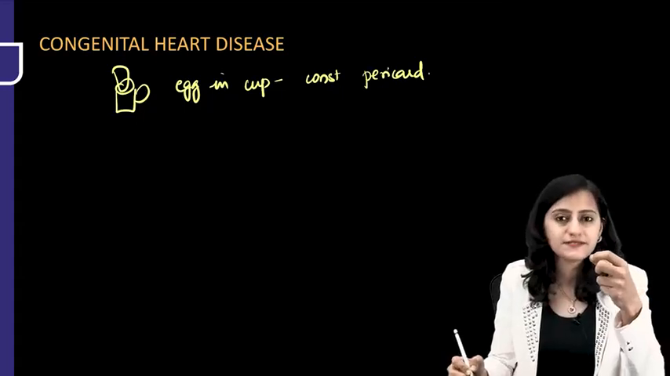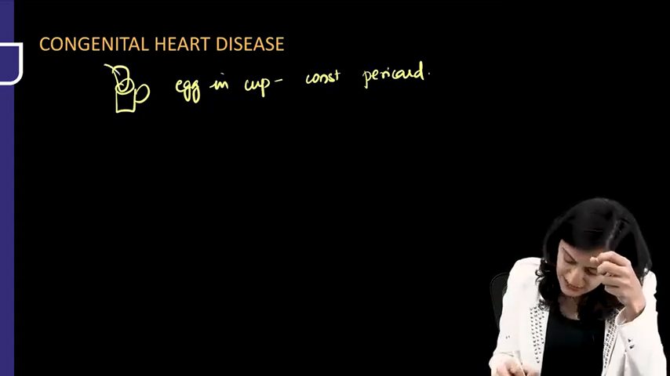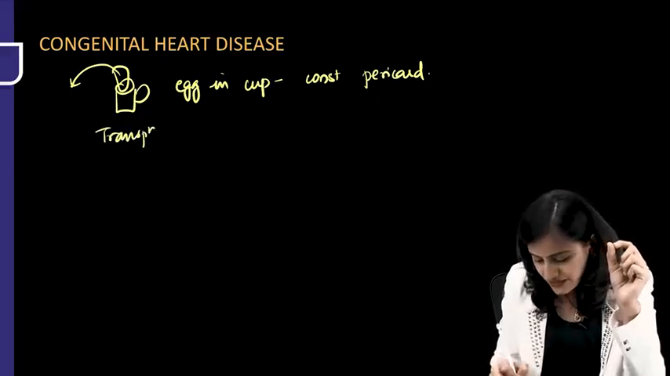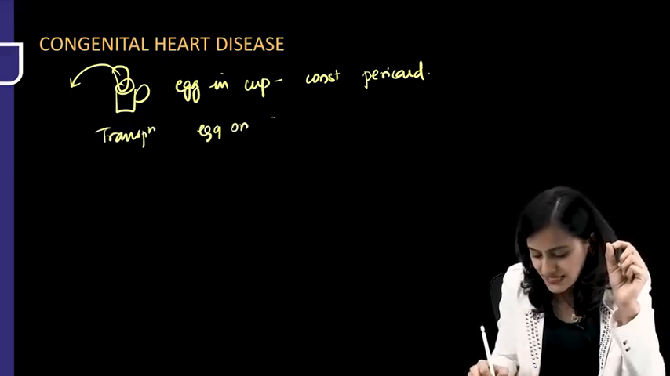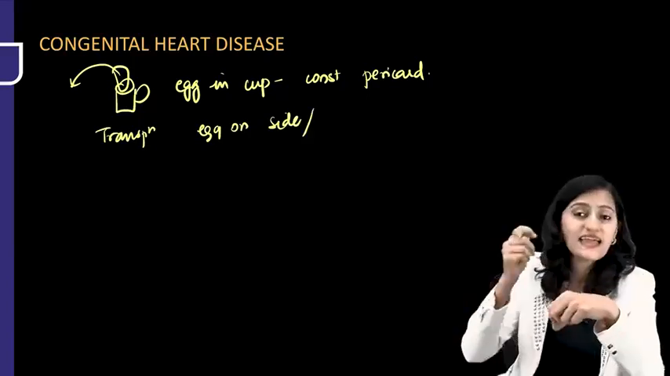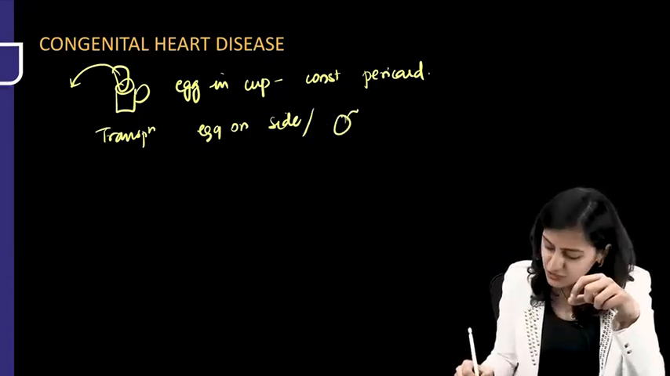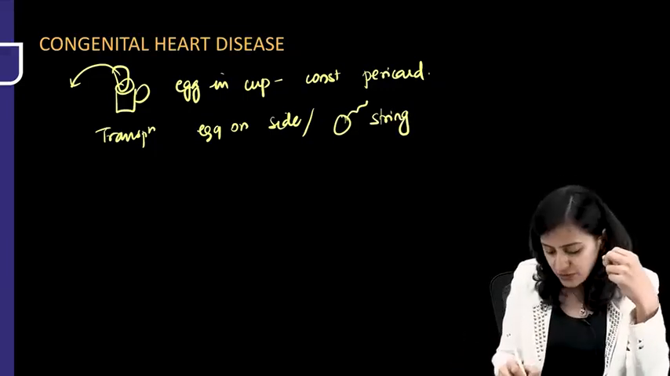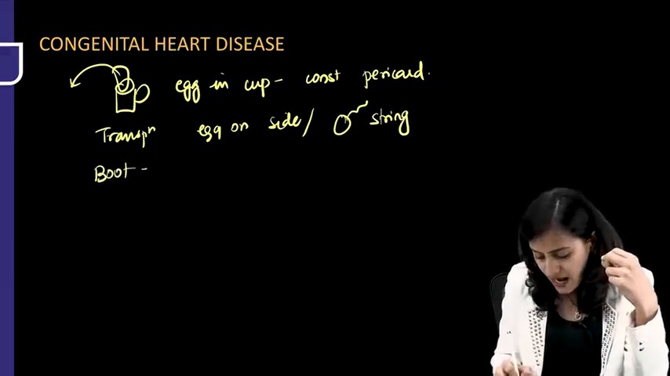Constrictive pericarditis. Now when I am transpositioning this egg to side, so transposition of great arteries is the egg on side. Now this egg on side, I have attached to a string, so it is also called as egg on string. Next, where do we get the boot shape heart?